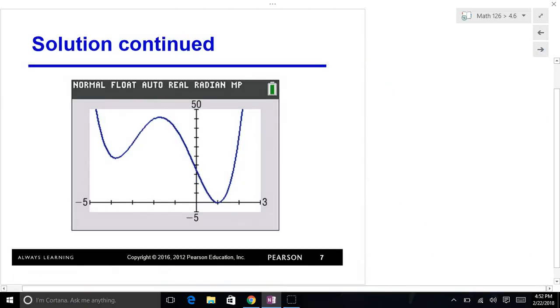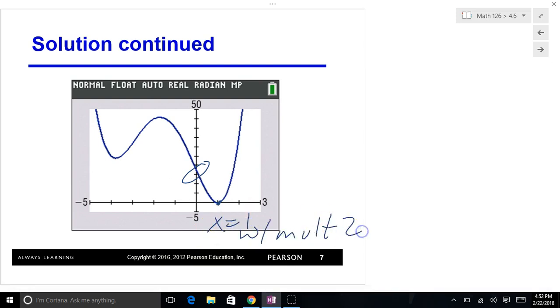Here's a picture of it if your a was 1. You notice you hit the point (0, 1). Notice you have those two zeros, 1 and 1. x equals 1 with multiplicity of 2. So you're just touching right there because you've got that even multiplicity.